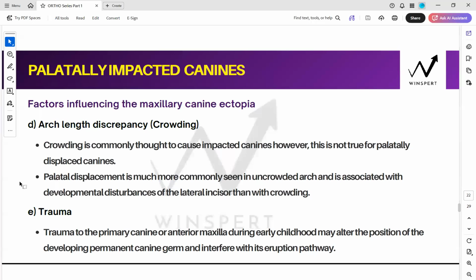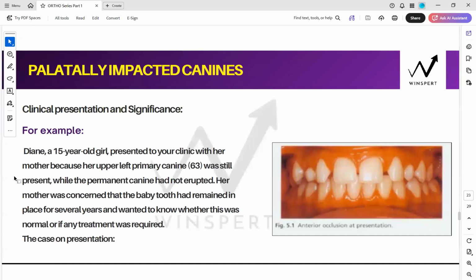Now let's look at a case presentation here, which is Diane, a 15-year-old girl, who presented to your clinic with her mother because her upper left primary canine was still present, while the permanent canine had not erupted. Her mother was concerned that the baby tooth had remained in its place for several years and wanted to know whether it was normal or whether any treatment was required. This was the case on presentation.